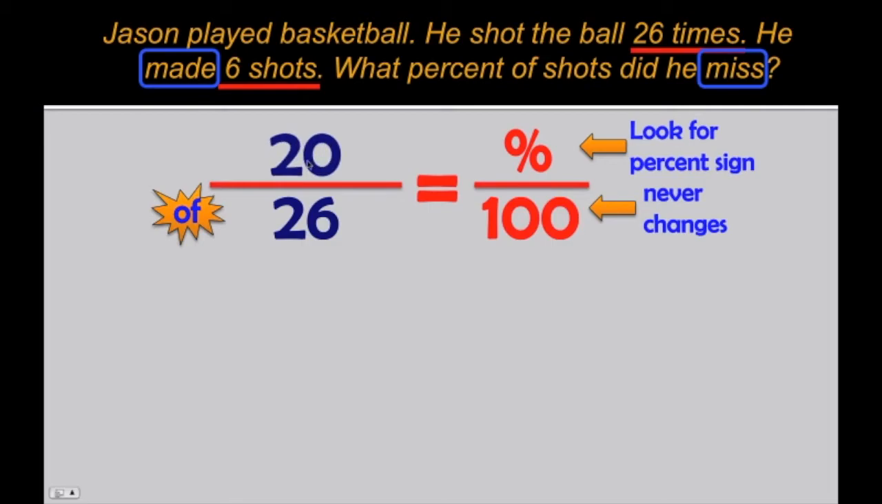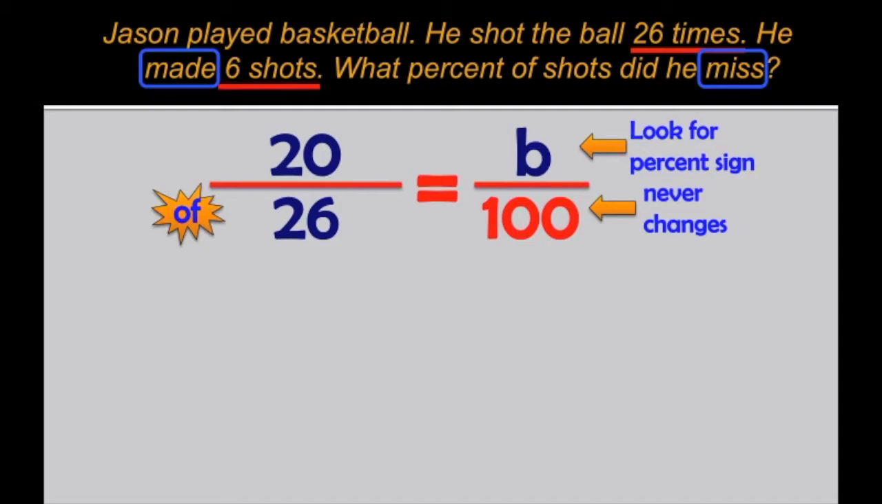So that's 20 here. 20 is not the percent. It represents the part of the whole. The 20 shots of the total 26 that he missed. And that leaves us with the only thing missing as the percent. And that's fine because that's what we're trying to find, which means we have to give it a variable. And we'll choose the variable B for baskets. You could use the variable S, but I try to stay away from using the variable S because it resembles the number 5 and it's easy to get confused.